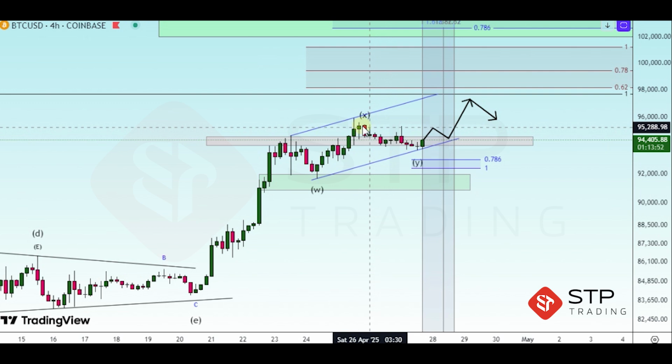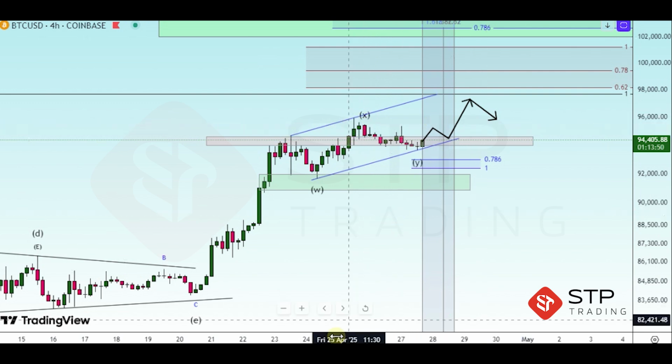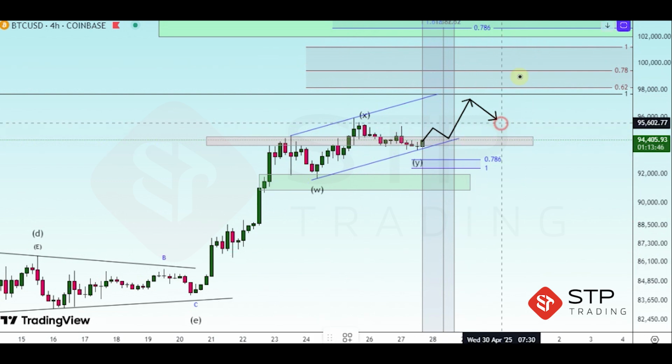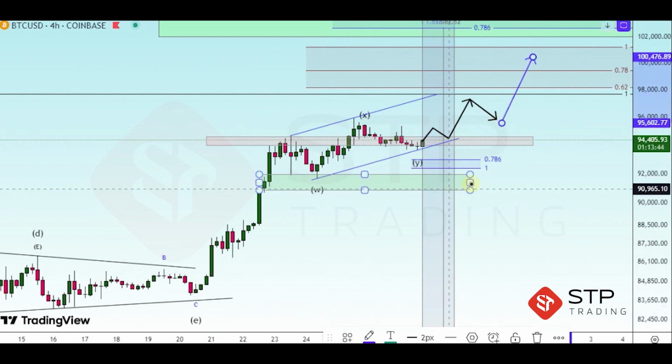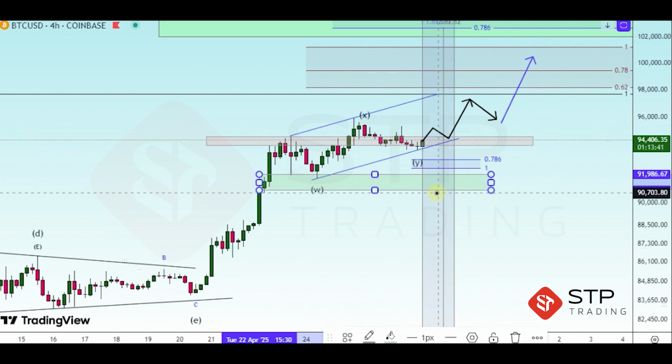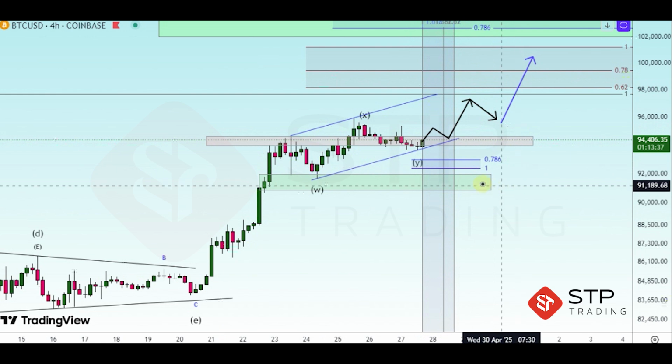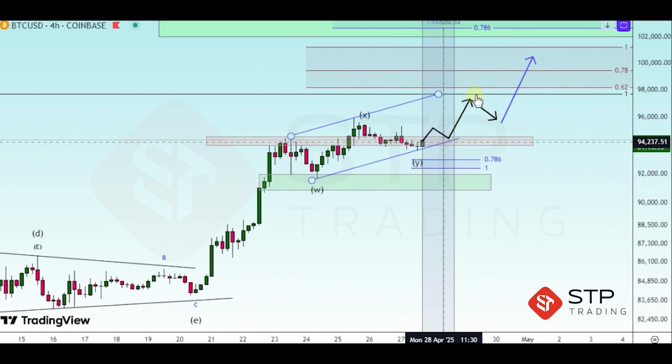The bullish movement would likely proceed accordingly towards this level. And also, of course, if the green support area around here is broken, the bullish scenario would fail and we would look for an alternative corrective pattern.